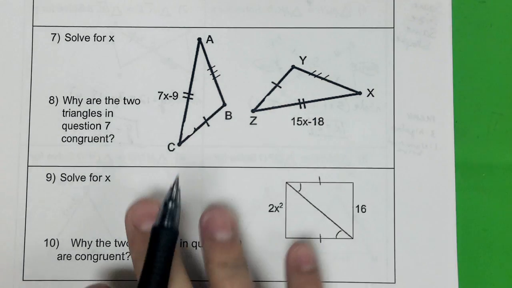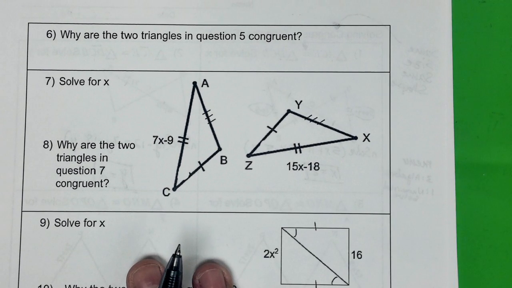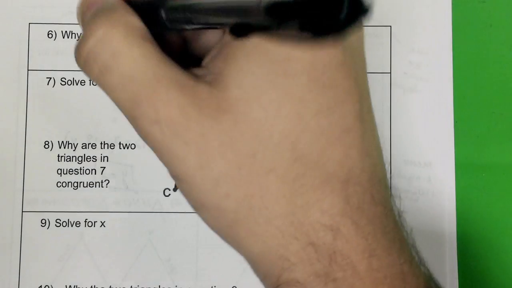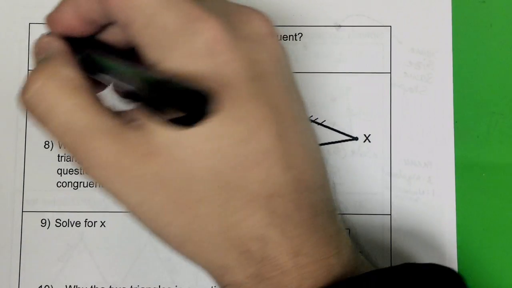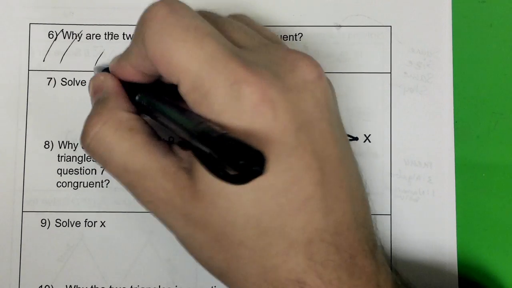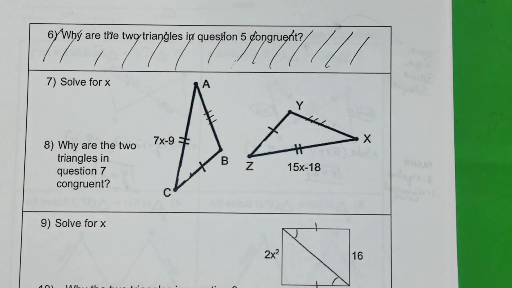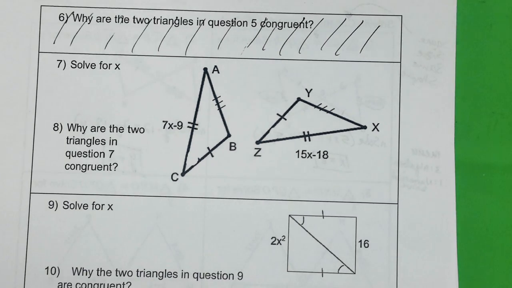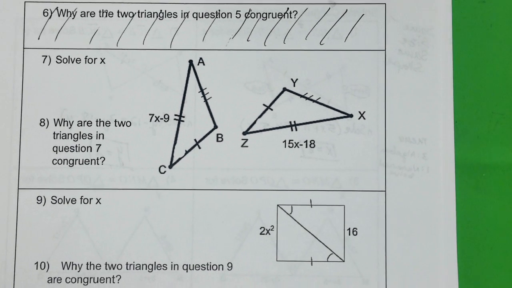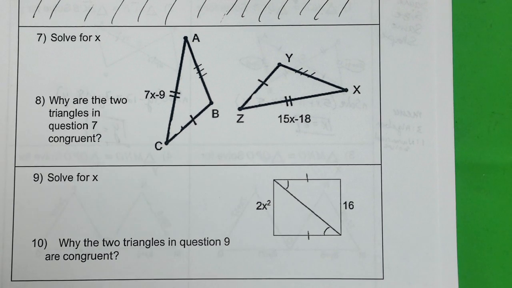Okay, because we haven't learned why those two triangles in number 5 are congruent, just go ahead and skip this problem, number 6. Okay, cross it out. Okay, we haven't learned that yet. Okay, I wanted to just talk about solving because I wanted this Friday to be real easy.